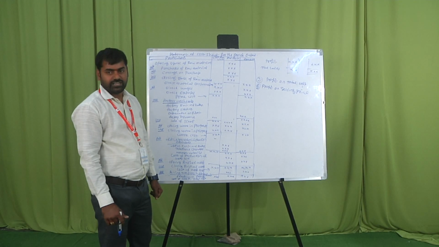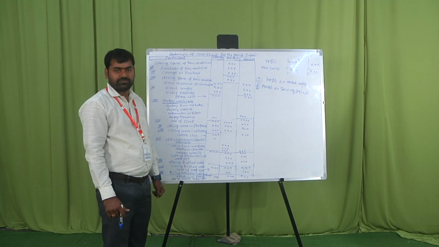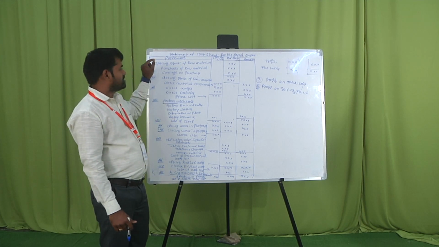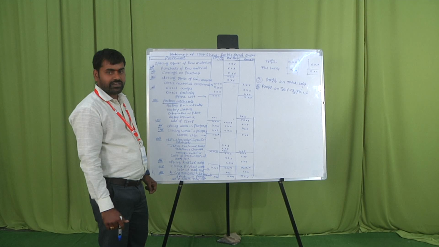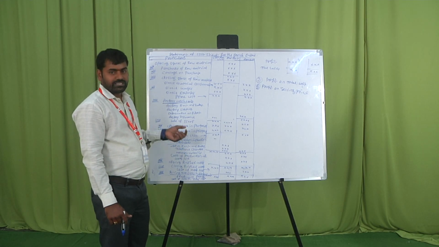Already you learned in the last class how to prepare elements of cost. So today's topic is how to prepare a statement of cost sheet. The last chapter was elements of cost.